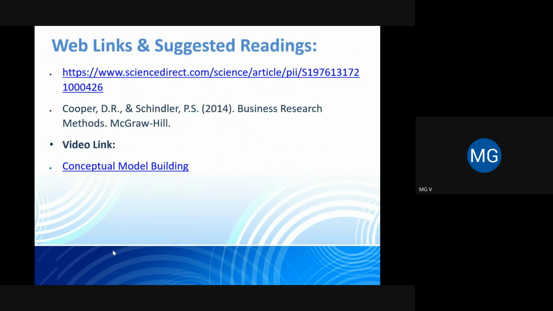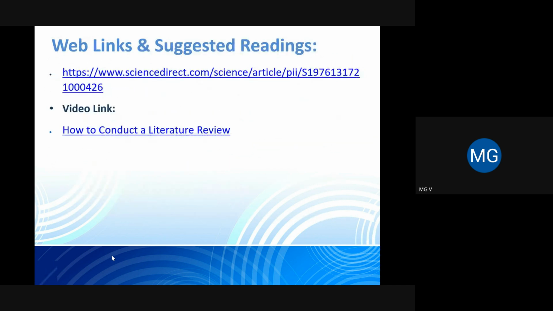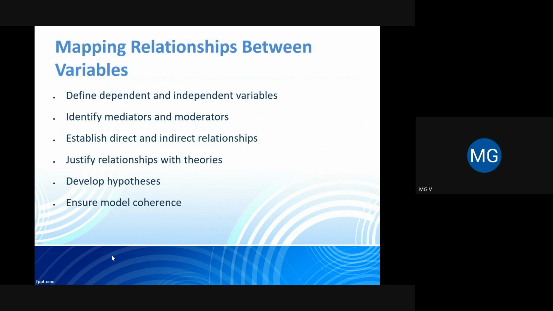Then we have gone through literature review to identify key components, where we have learned how to define scope and research objectives, identify key theories and frameworks, review empirical studies for relevant variables, synthesize findings to form conceptual basis, highlight research gaps, and structure literature review systematically. I have taken one session earlier also on SLR and bibliometric analysis, a separate session.